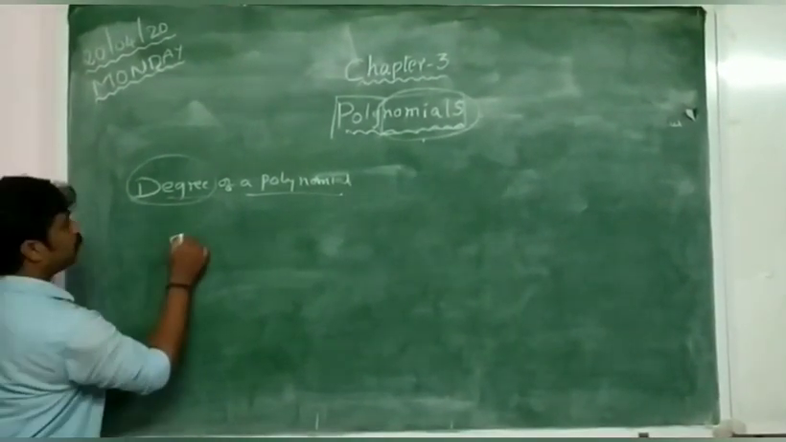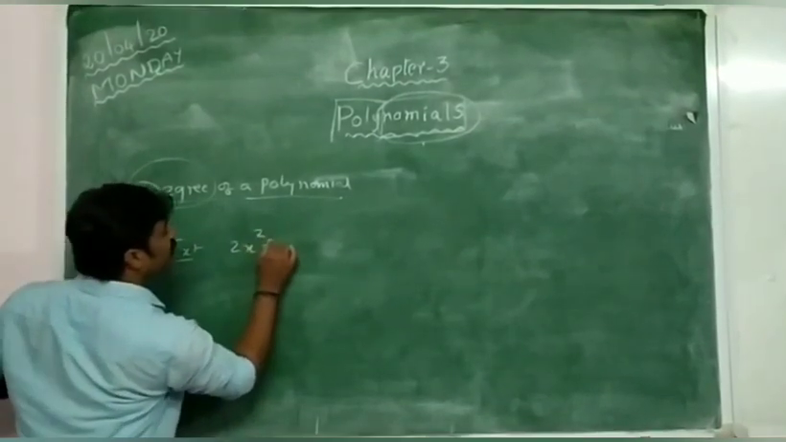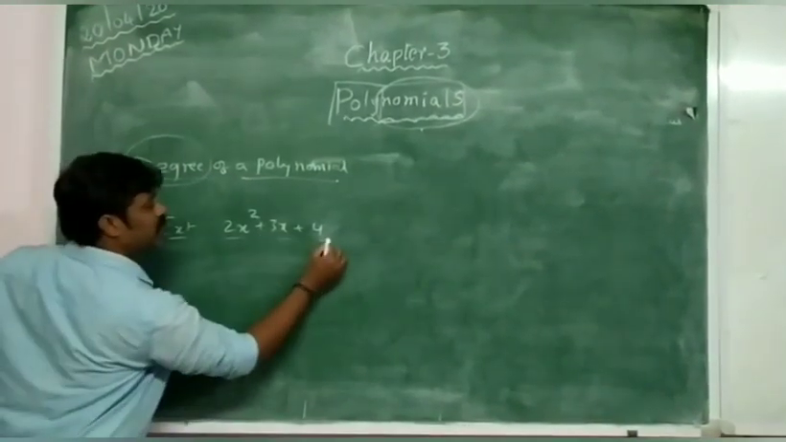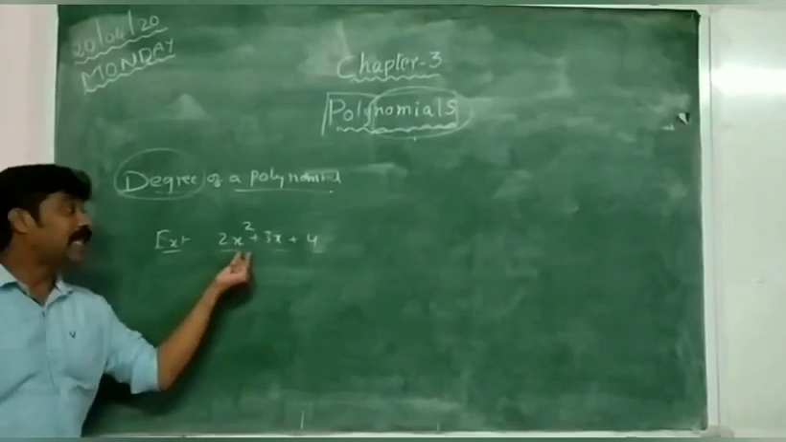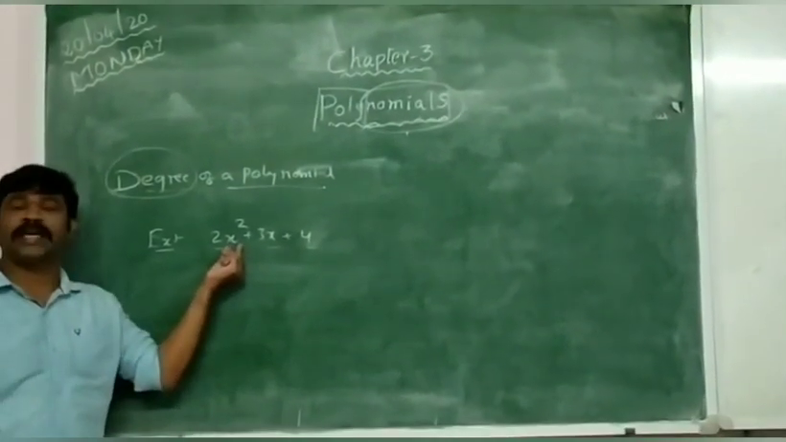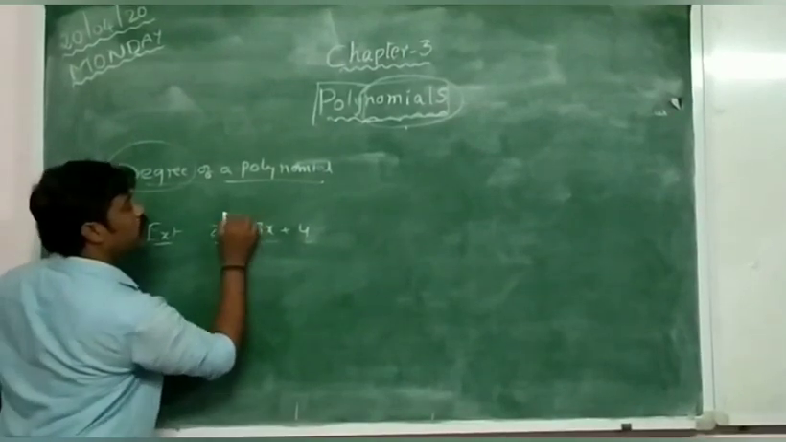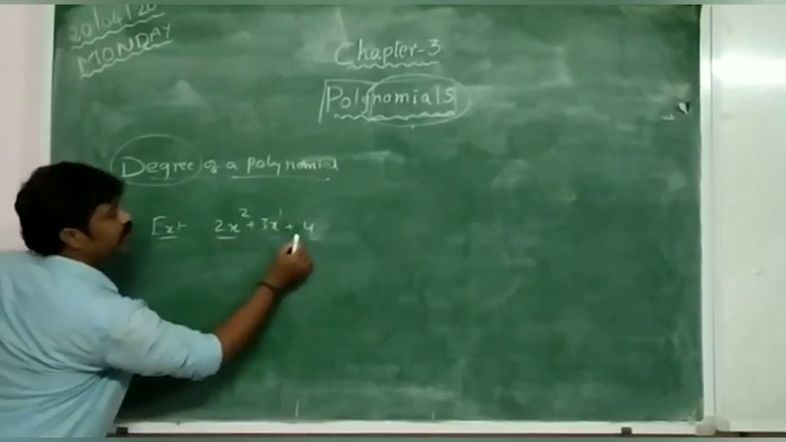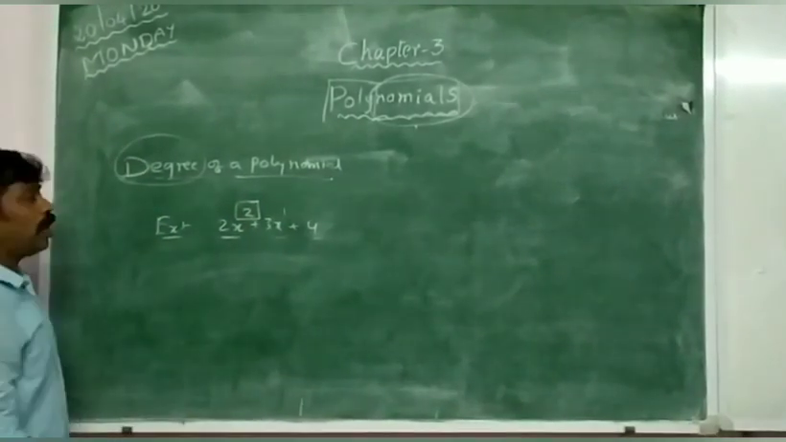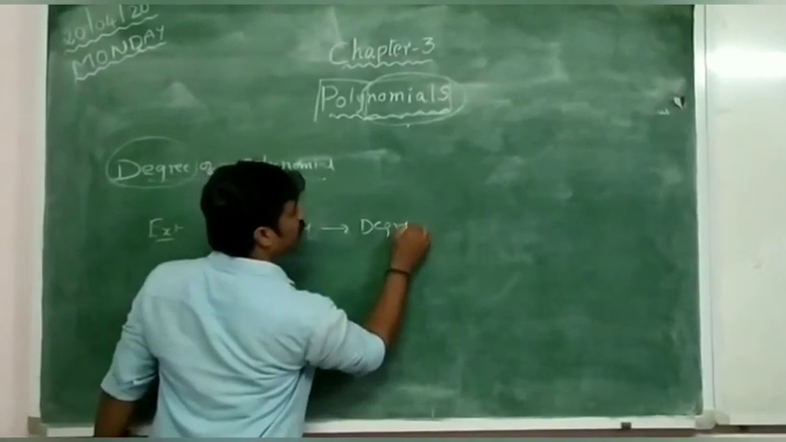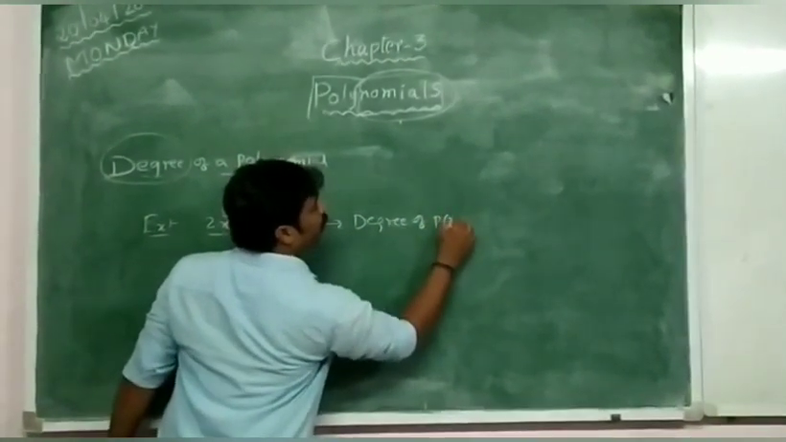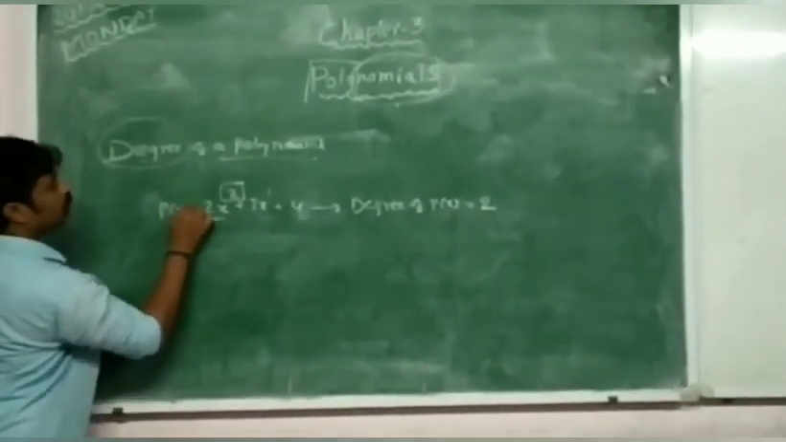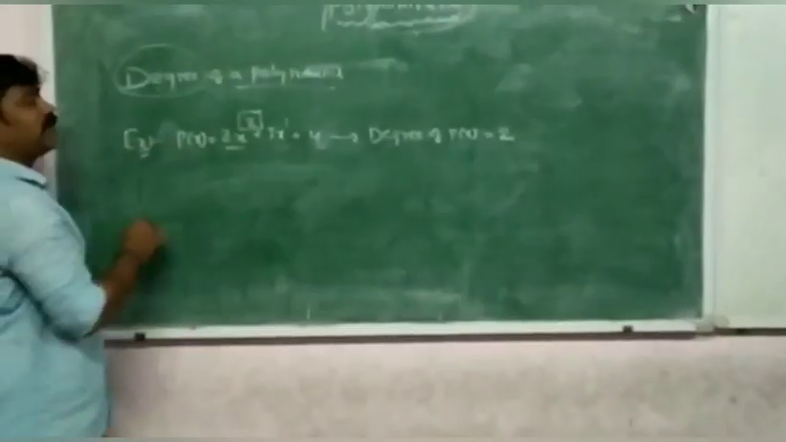So for example, if I take 2x square plus 3x plus 4, it is a polynomial. In this polynomial we have 3 terms, and we have to observe each term and take the highest power of the variable. In the first term the power is 2, in the second term the power is 1, and for the constant we get 0. Now in these 3 terms the highest power is 2. So if you take this as p of x, the degree of p of x is equal to 2.